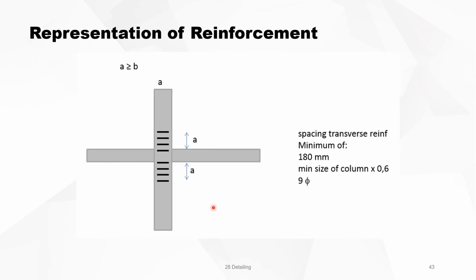If you have a continuous column and this is a slab, then over a distance of A, you should have stirrups with a minimum spacing of 180 millimeters, or the minimum size of the column times 0.6, or 9 times the diameter. This is a confinement reinforcement needed on top of and on the bottom of each column when it's reaching a slab.